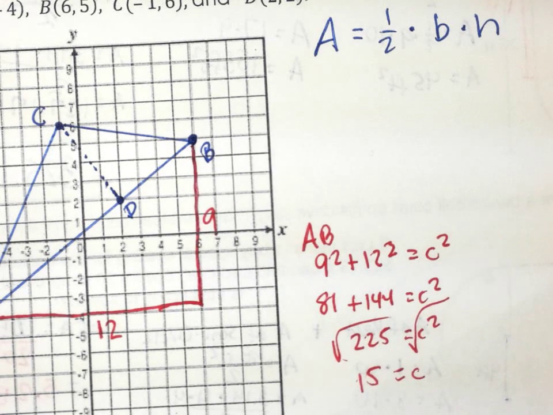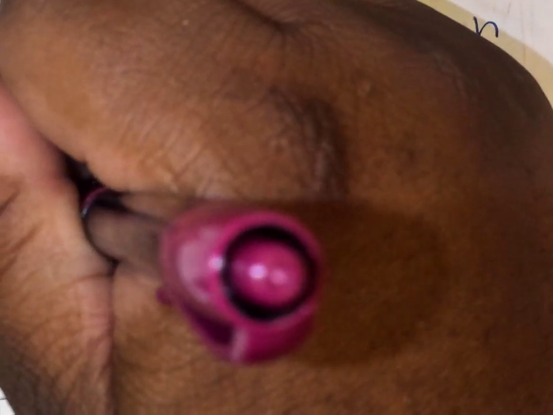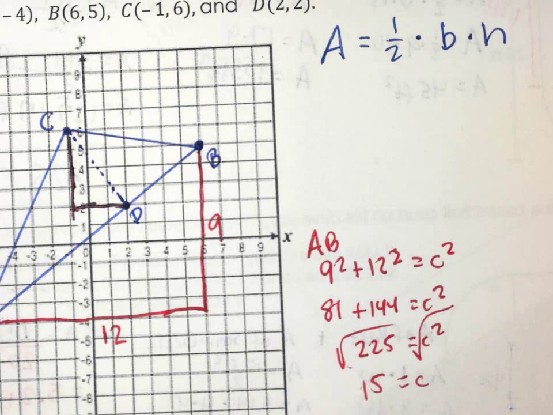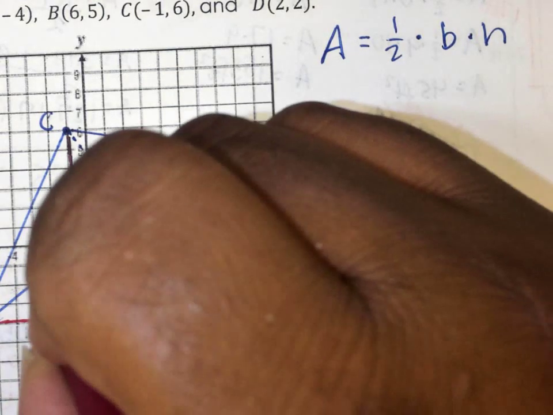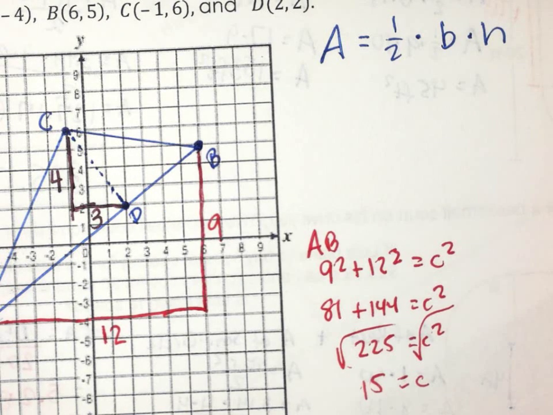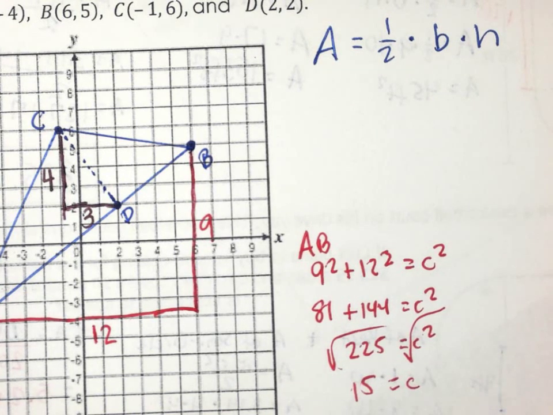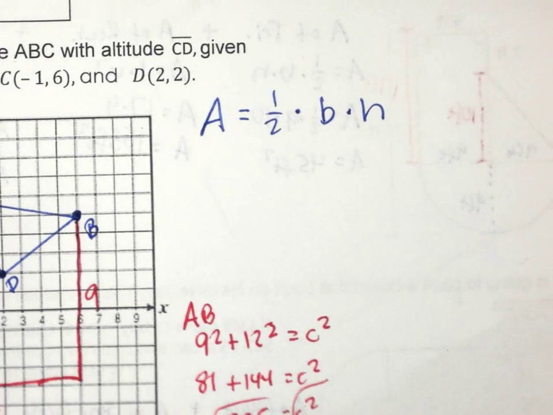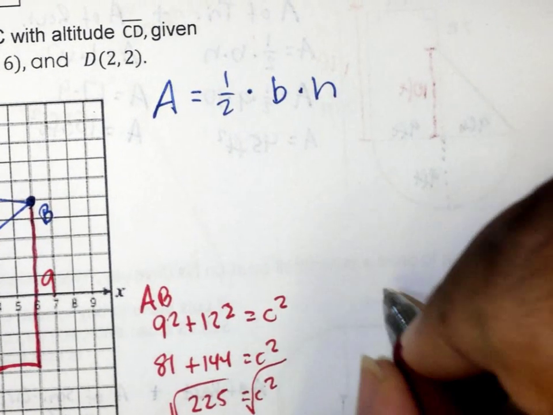Then I need to go back and find my altitude, my height. So I'm going from here to here with my triangle, and that's 3 this way, and that's 4 this way. Another common one. Once I get 3 and 4, we just got 3 and 4 up top. You should know what your answer is going to be, but we're going to do that math out to the side anyway.